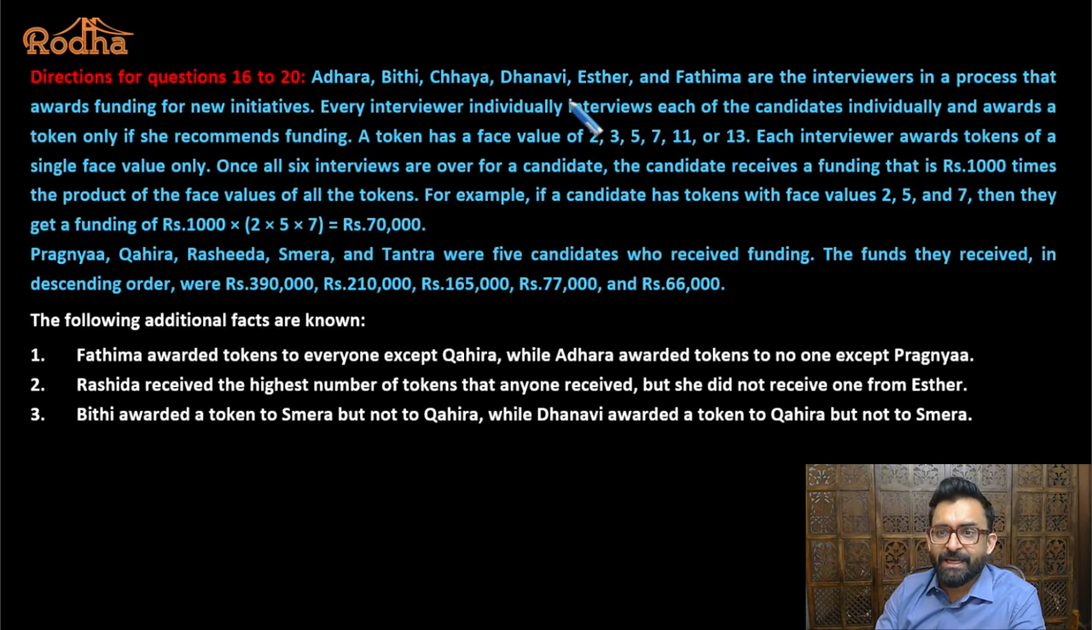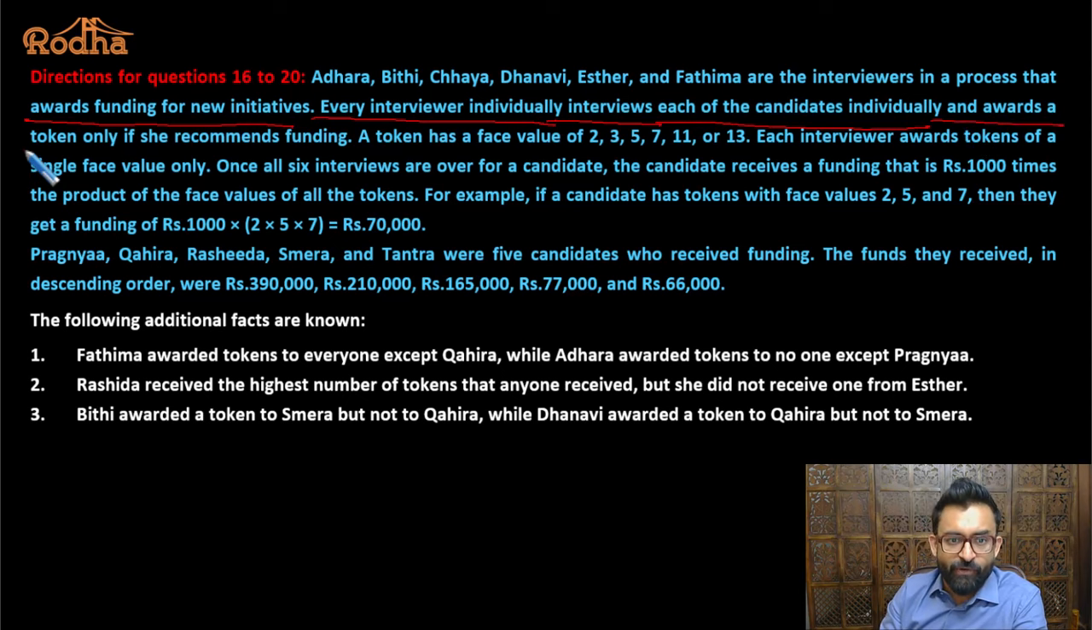A, B, C, D, E, and F are the interviewers in the process that award funding for the new initiatives. Every interviewer individually interviews each of the candidates. Fine, so one-on-one interview. And awards a token only if she recommends funding. A token has a face value of 2, 3, 5, 7, 11 or 13. Prime numbers, very simple ones.